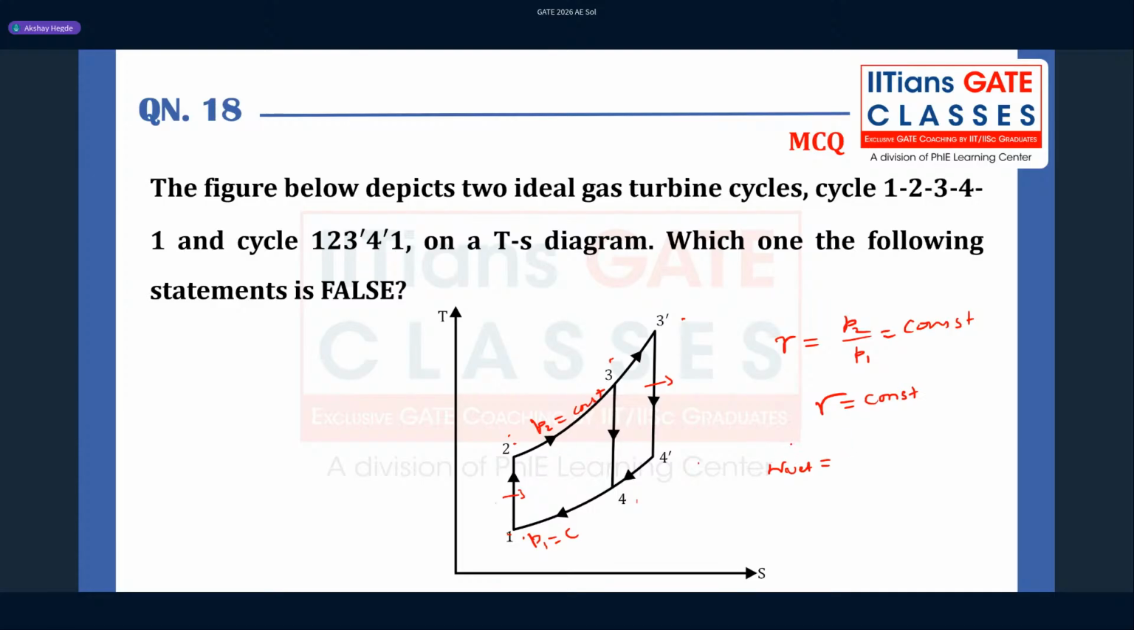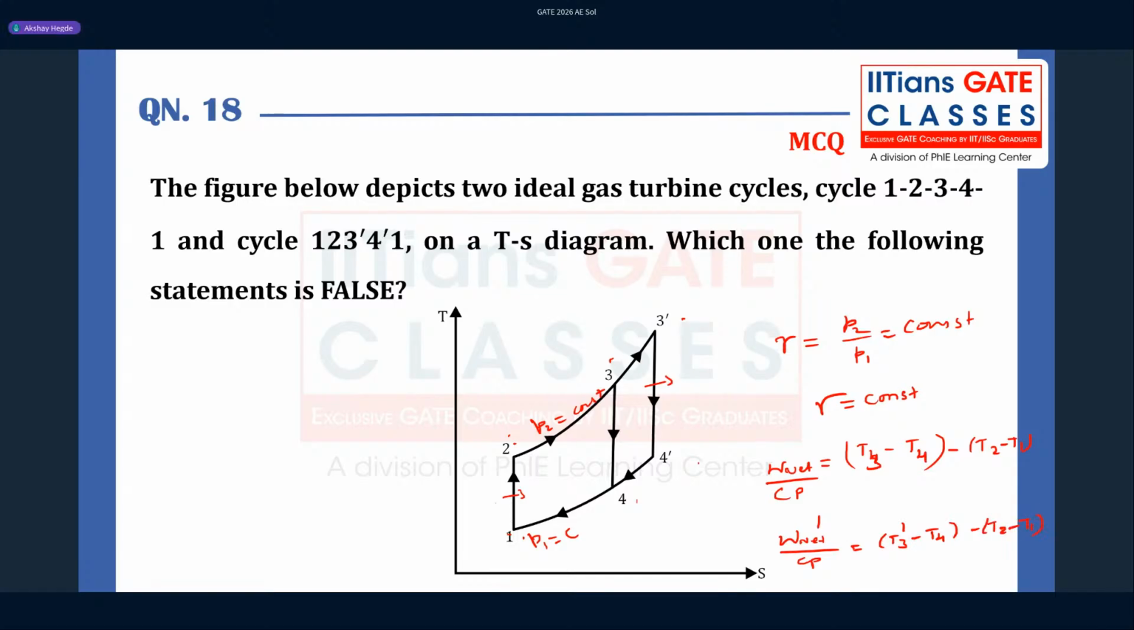So for the work net for the 1, 2, 3, 4 cycle, that is going to be T3 minus T4 minus T2 minus T1 in this way. Cp is multiplied, so I will just take Cp constant. Okay, so for the cycle 2, we will have T3 dash minus T4 minus T2 minus T1.